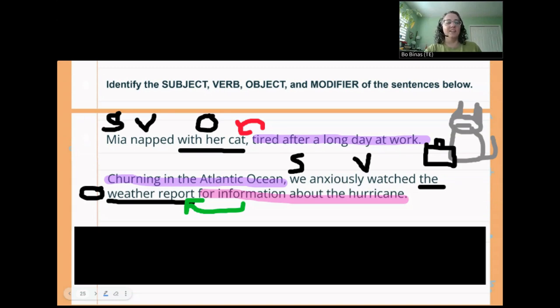Yay! So now let's take a look at the purple one. Churning in the Atlantic Ocean. What is that currently modifying? Modifiers modify whatever they're closest to. We. Yeah, it's modifying we. Are we supposed to be churning in the Atlantic Ocean? What do you guys think? Here's the Atlantic Ocean. That's my best churning of the Atlantic Ocean here. And here's we.